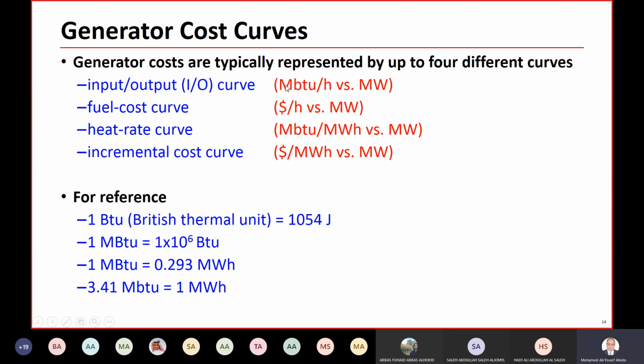Fuel cost curve. Instead of expressing the fuel by British thermal units, we can express the fuel in terms of cost.